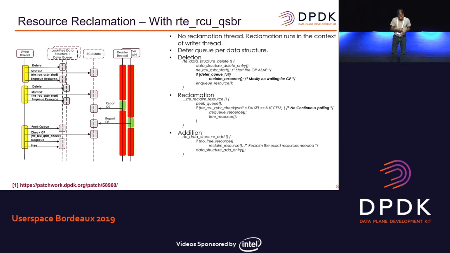So now, coming to the addition API, the addition API would first check if there are any free resources. If there are no free resources, then it would go ahead and reclaim some resources. And then it can use those freed resources to add an entry into the data structure. Okay.